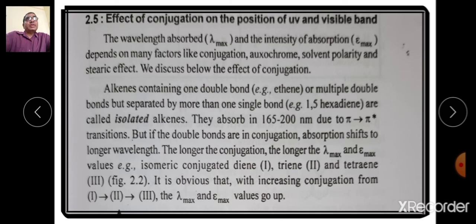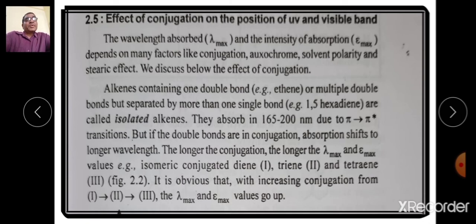That is, a double bond is present but it is not in conjugation, and such a double bond is isolated, and therefore such alkenes are called isolated alkenes. There is a transition from pi to pi star, but this transition occurs in 165 to 200 nanometers. That is a transition which is at lower wavelength.